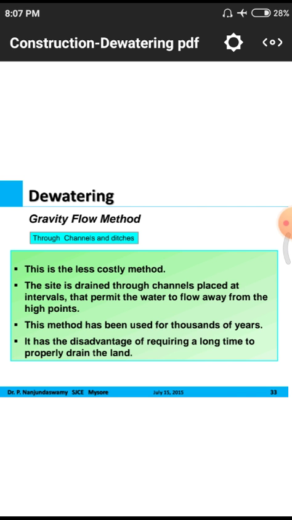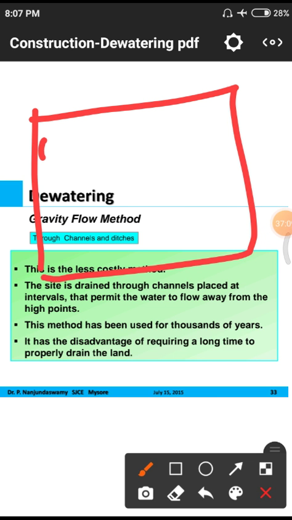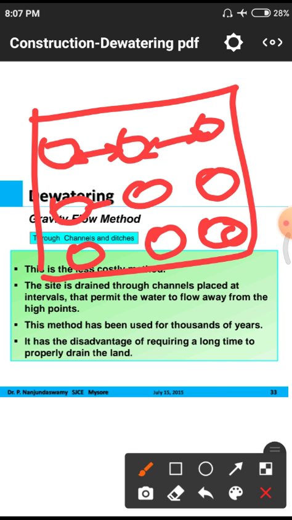The site is drained through channels placed at intervals. That means intervals with a frequent change of these gaps. I will show. This is a normal field. In this normal field we have to use these wells with proper gaps between them. That means in the x-axis we have to give one kind of gap from bore to bore. The same gap will be for all the directions. In the y-axis we have to give one kind of gap from bore to bore.